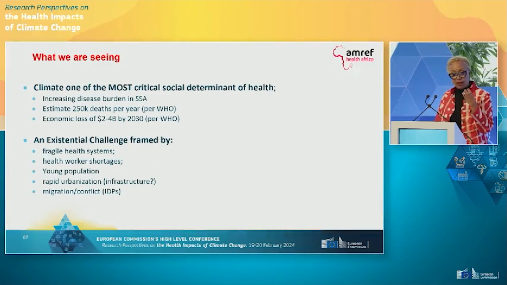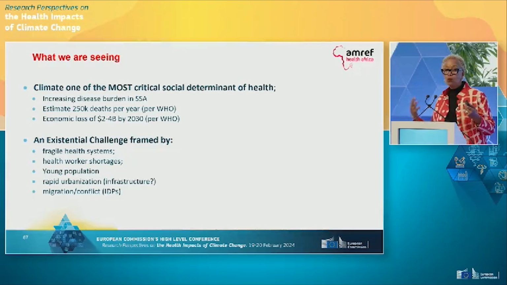So the things that we are seeing as Amref, and some of the most critical things, is that climate is probably one of the most critical social determinants of health that we are seeing today in our life. Increasing disease burdens, we heard it yesterday. We estimated numbers of death rising, economic loss, we can even quantify it in terms of economy. And it's an existential challenge that is framed by a number of different things, which we saw during the pandemic, which is a very fragmented and fragile health system.